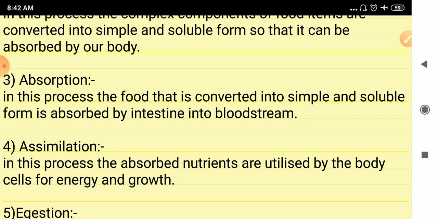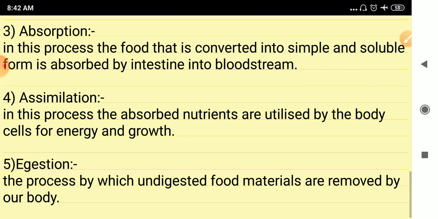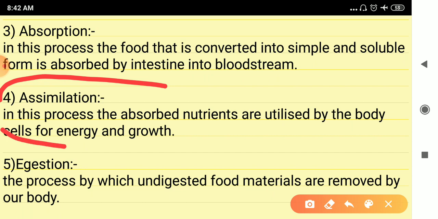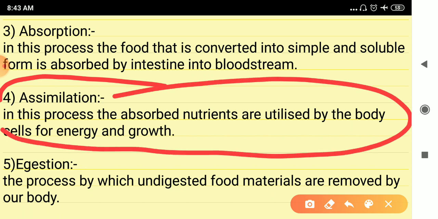The next process is assimilation. What is assimilation? The nutrients that are absorbed by our body in this process are utilized by the body cells for energy and growth. This is called assimilation.